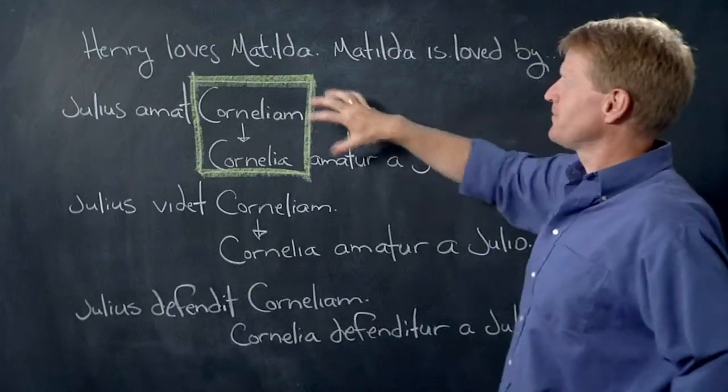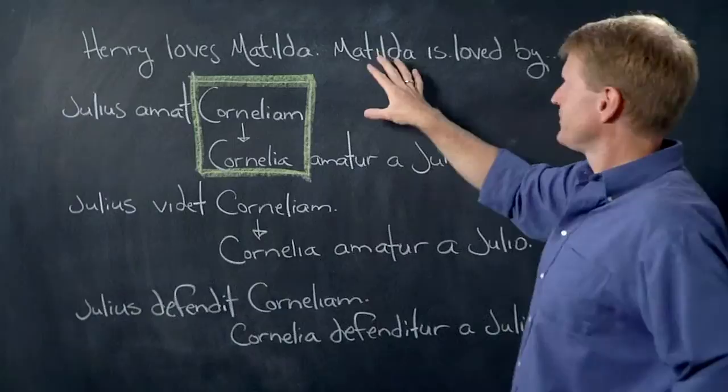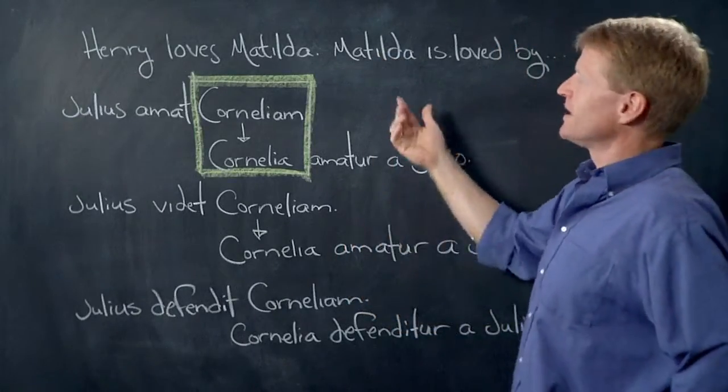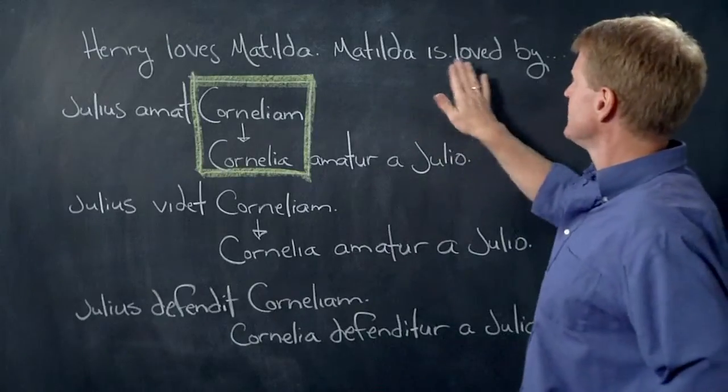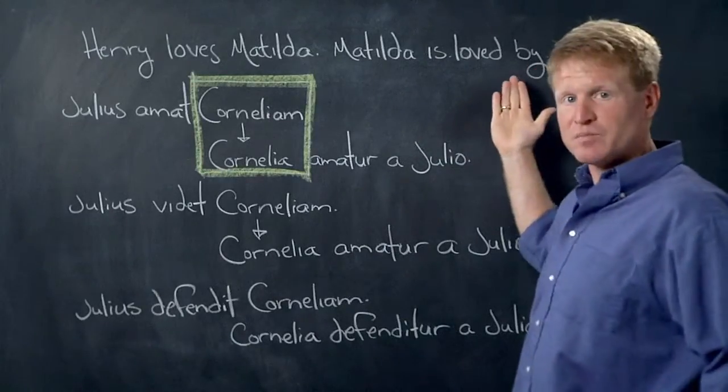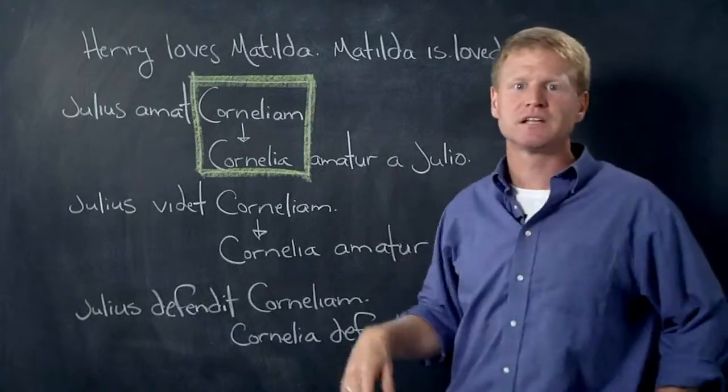So Matilda, okay? Now we have to add a few things. We talked about this in the lesson to make this sentence work. Matilda is loved. We've had to add a helping verb here. We have to add a preposition here, by, and then Henry. Matilda is loved by Henry.